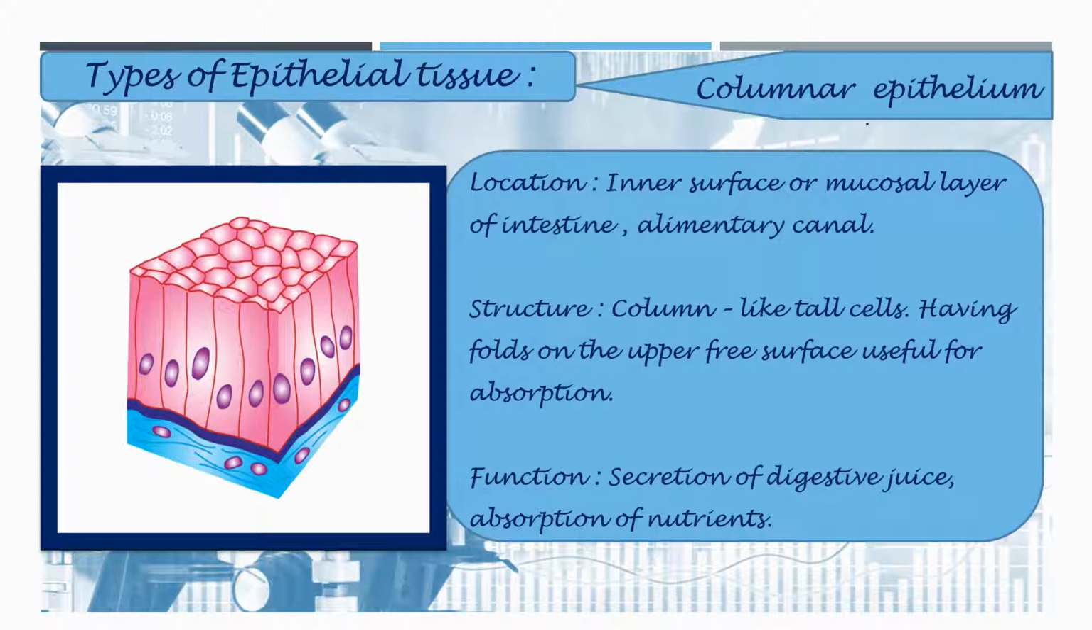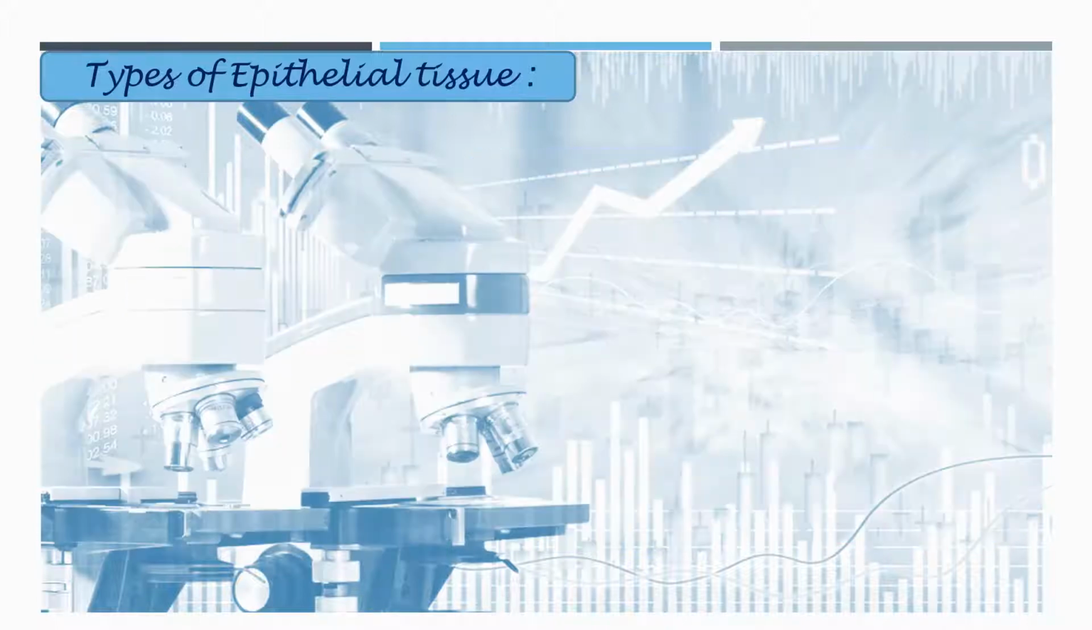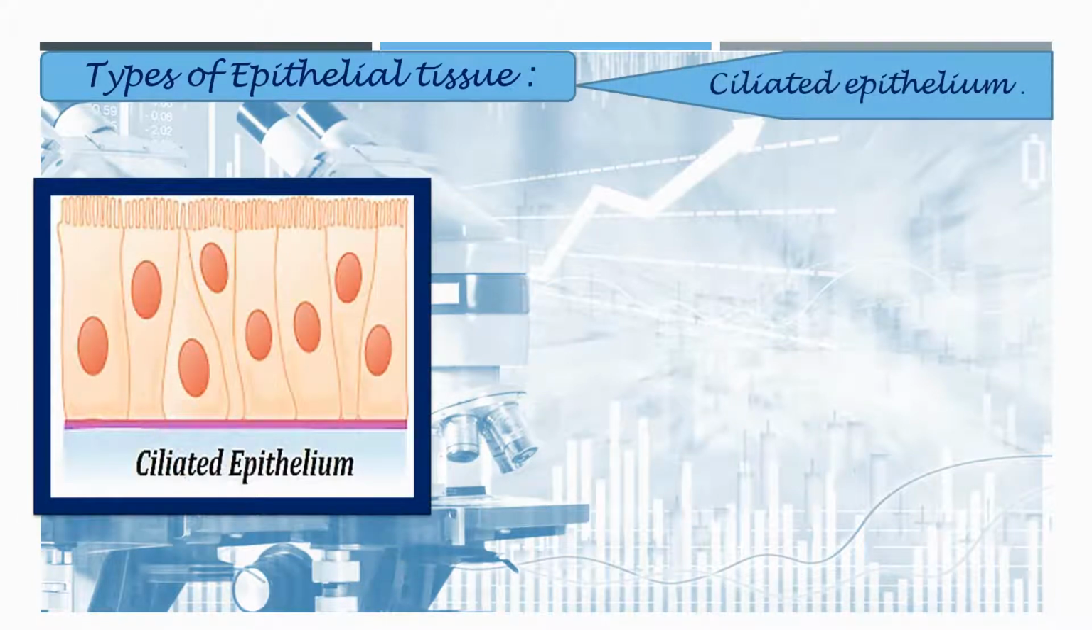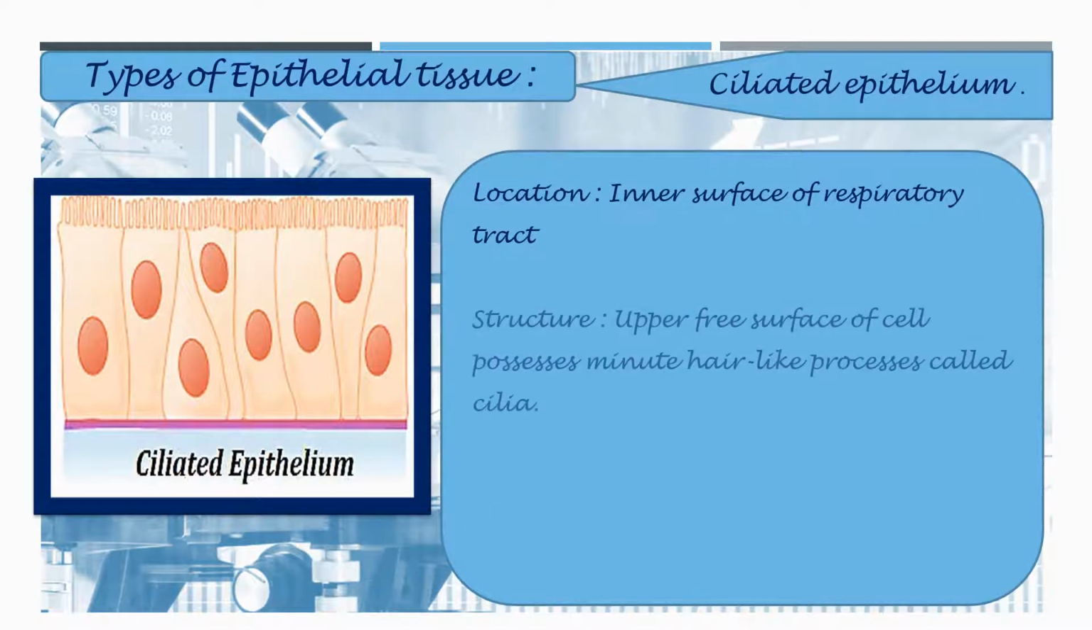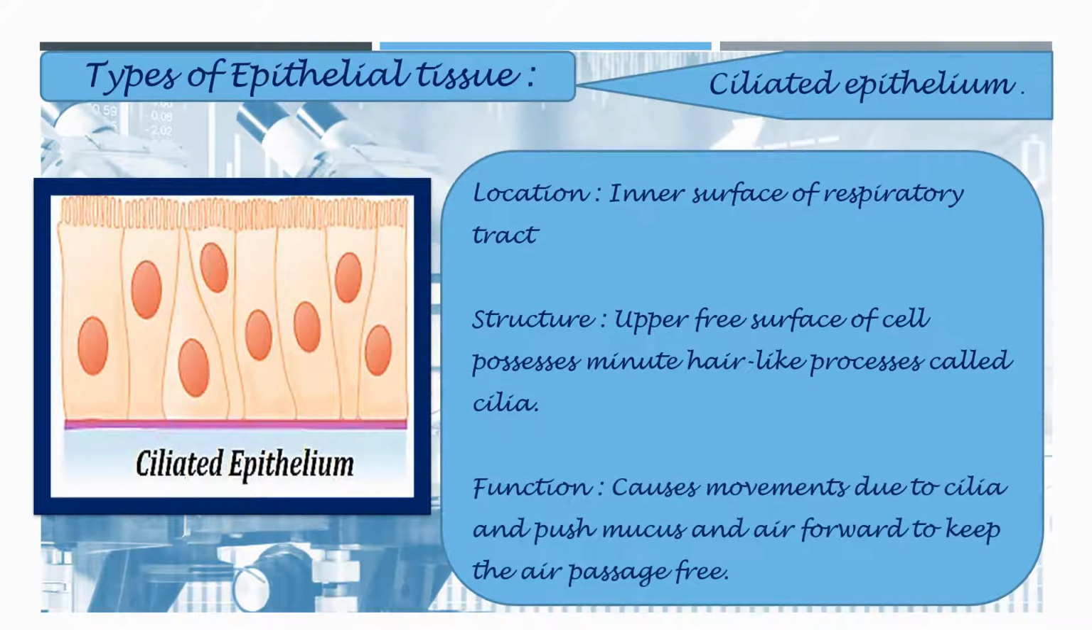Now, the fifth type of epithelial tissue is ciliated epithelium. Ciliated epithelium is located in the inner surface of the respiratory tract, and the structure of ciliated epithelium is such that the upper free surface of the cell possesses minute hair-like processes called cilia, and the function is that it causes movements due to cilia and pushes mucus and air forward to keep the air passage free.